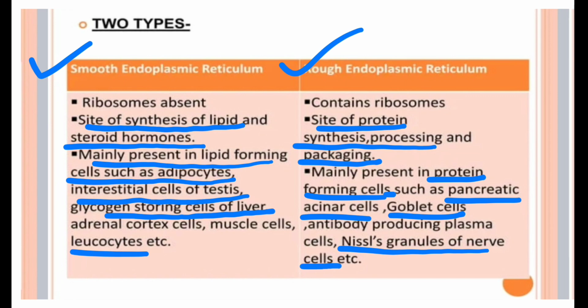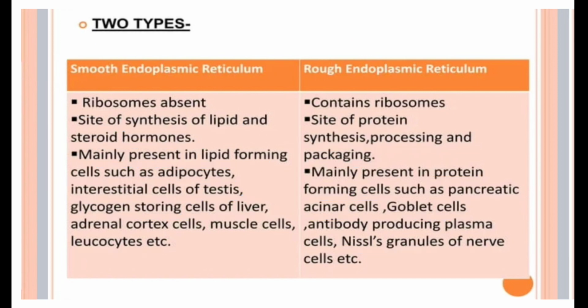You can't see these two structures in all cells. There are different types of cells like adipocytes, interstitial cells, and glycogen-storing cells. Here you can see the muscle cells and leukocytes. In these cells there is smooth endoplasmic reticulum. On the other hand, in the pancreatic acinar cells, goblet cells, and antibody-producing plasma cells, you can see rough endoplasmic reticulum. In this rough endoplasmic reticulum ribosomes are attached. That is why it is called rough. When the ribosomes are not attached, it is called smooth endoplasmic reticulum.